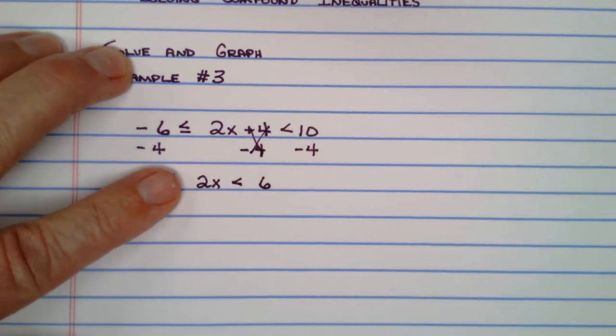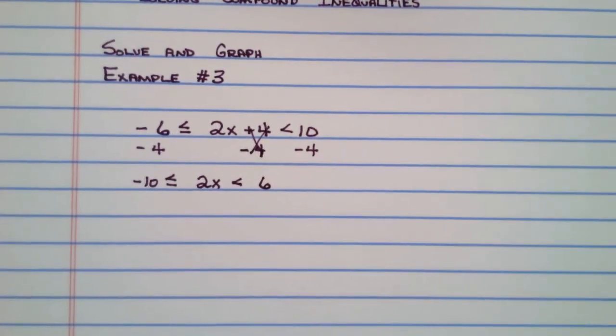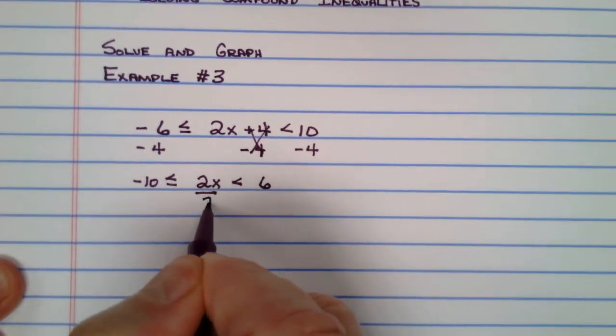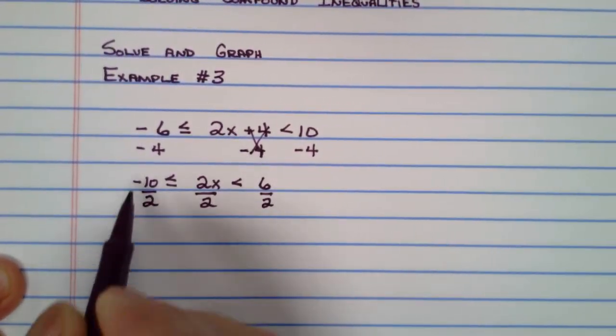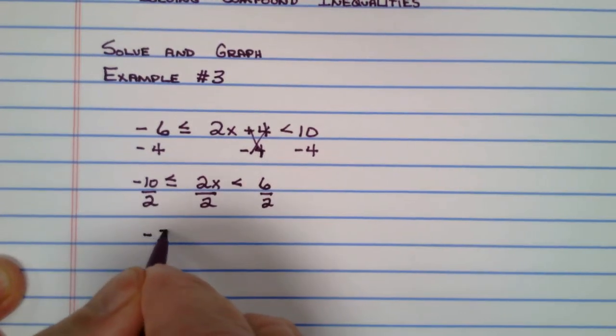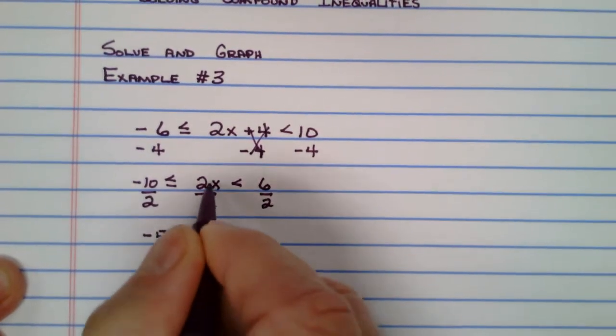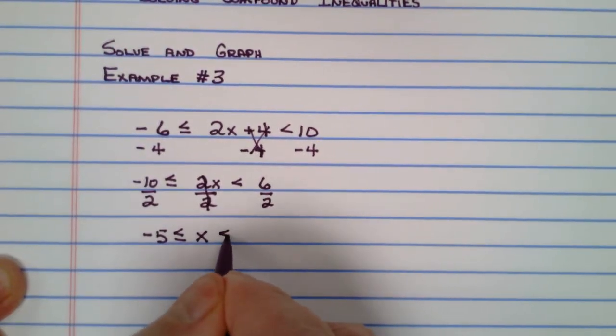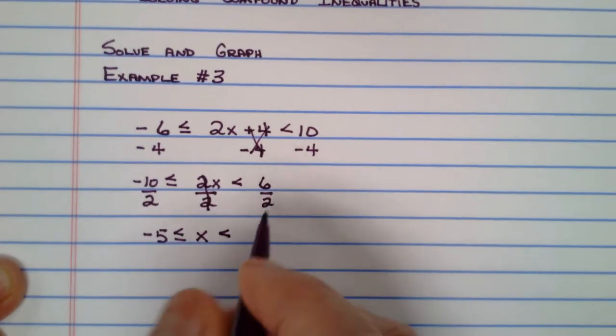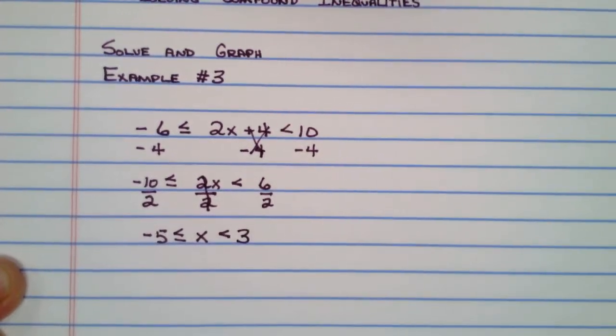Again, what would I do to solve this inequality? I would divide both sides by 2, so I need to divide everything by 2. Divide this by 2, this by 2, and this by 2. Negative 10 divided by 2 is negative 5, is less than or equal to, the 2's cancel out, I'm left with an x, is less than 6 divided by 2 is 3.